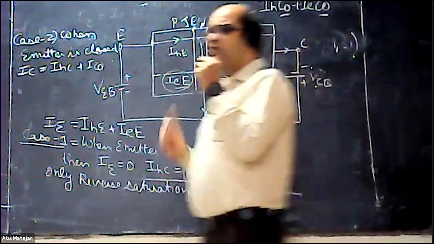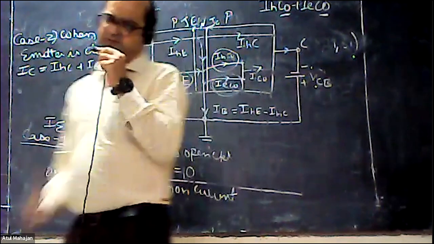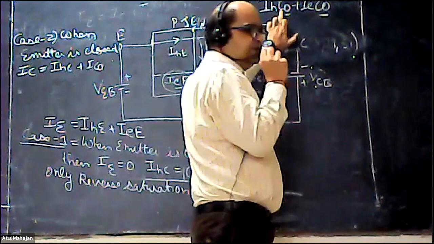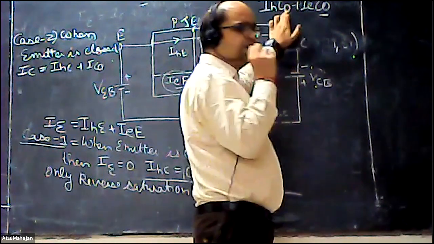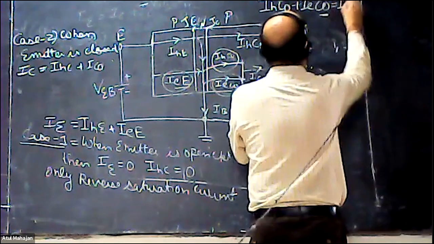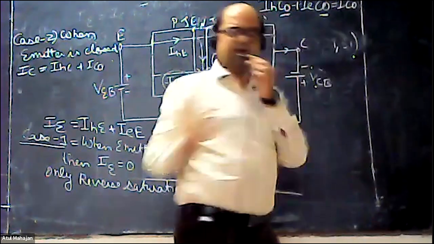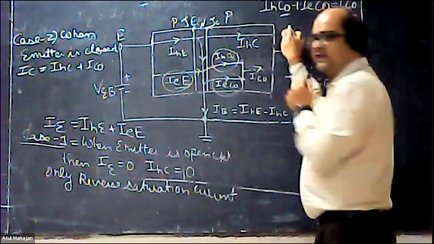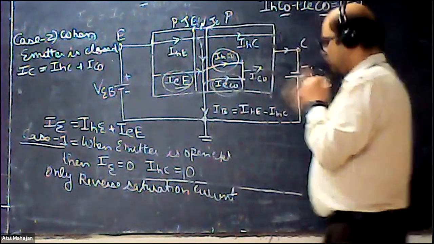The O term here denotes the reverse saturation current associated with the collector terminal. So this O denotes the reverse saturation current, and it is termed ICO. Collectively, the combination of ICO from holes plus ICO from electrons is known as ICO.